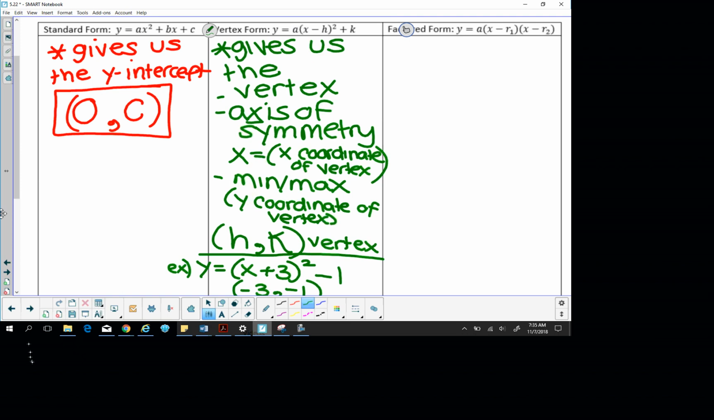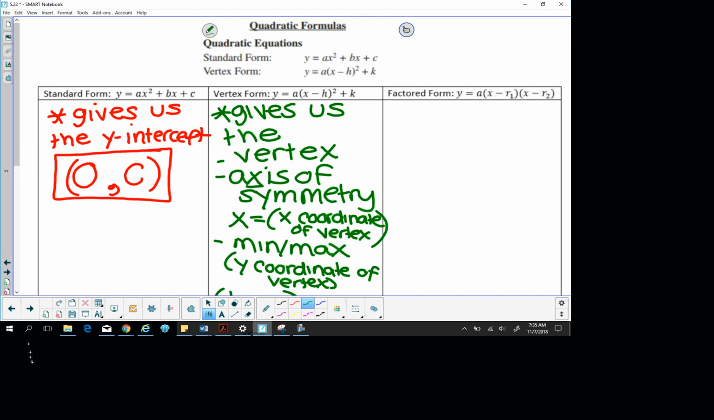So the last one is factored form. You can see that these two equations, even on your milestone, on your final that's coming up in a few weeks, all these formulas are given to you. So you can see how it says -h right there? That means opposite. It reminds you, hey, it's the opposite of whatever that number is. So if it's positive, it's negative. If it's negative, it's positive. Same thing with factored form.